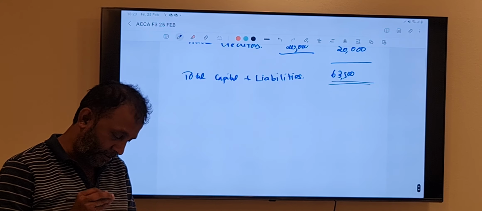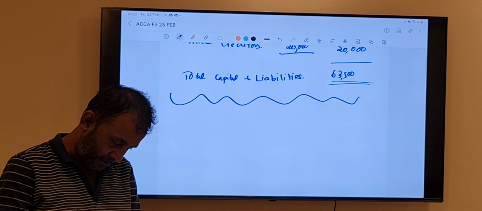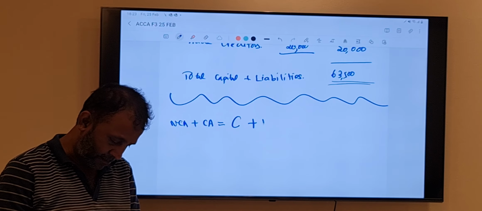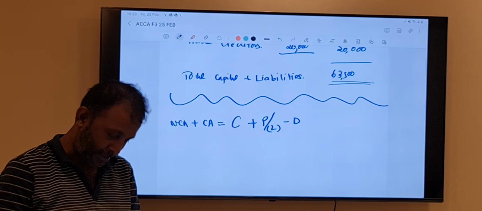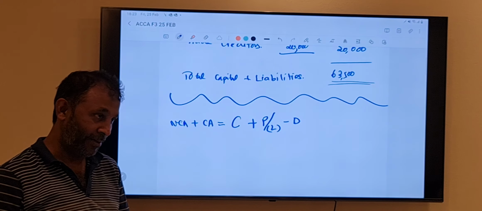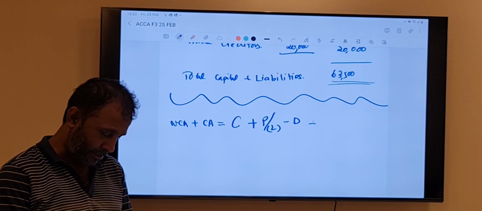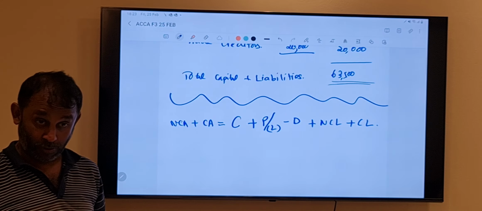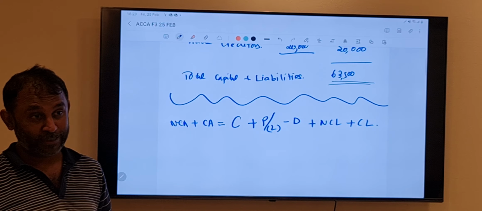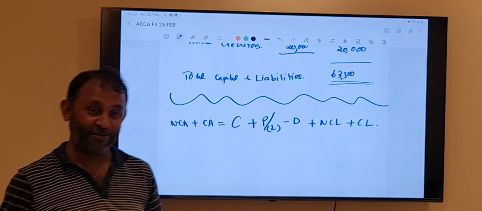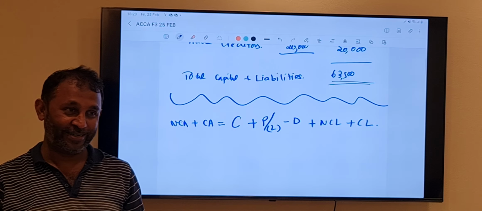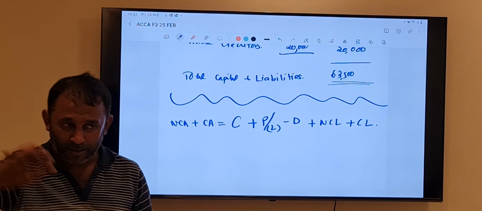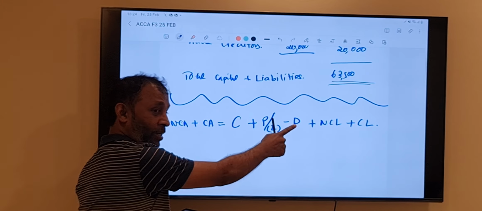Okay, so can we go to the next equation? Non-current asset plus current asset is equal to capital plus profit or loss, which we know now. I'm introducing a new word: minus D. D is what? Drawings. Plus non-current liability and current liability. End of the day, the owner, when he goes home empty-handed, what treatment will he get at home? A big kick. So, the owner needs to take something from the business to the home. The taking of something from the business to the home by the owner, we call it drawings.